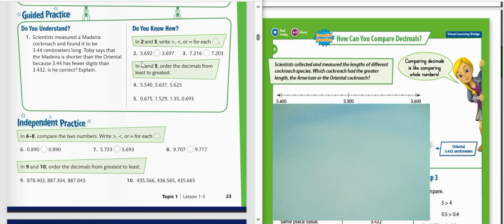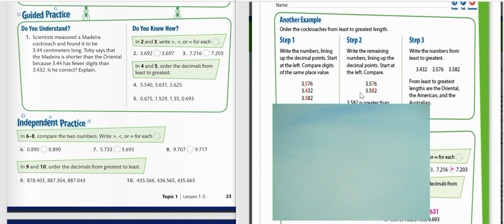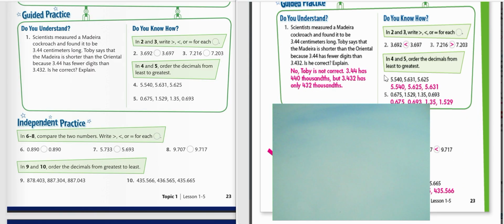We can compare between two numbers, 3.69 and 3.697. 3 equals 3 and 6 equals 6, 9 equals 9, then 0 is less than 7. So this number will be shown with the sign less than. Okay, choose the sign less than, the correct answer here.